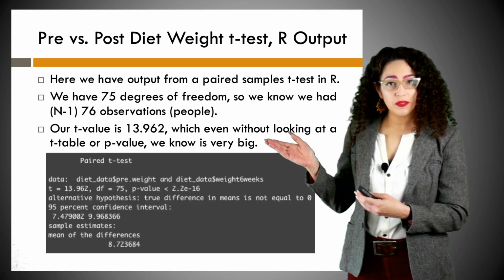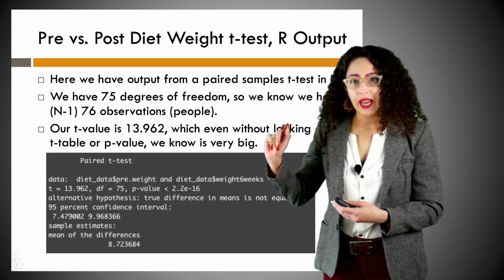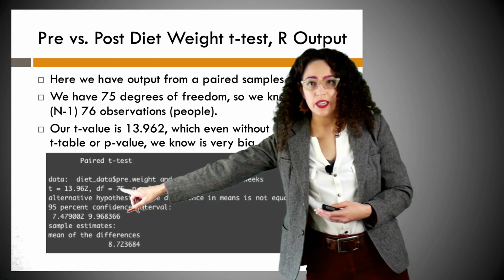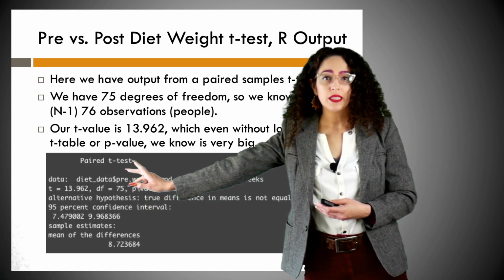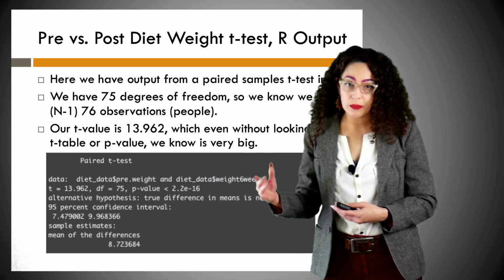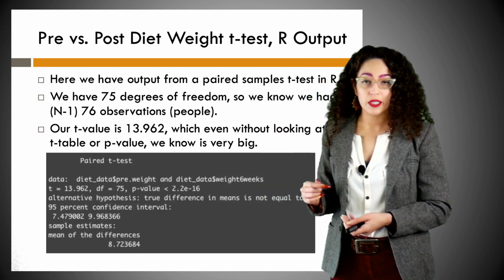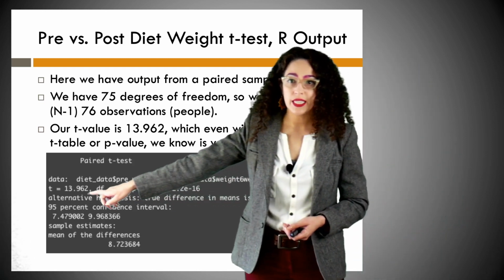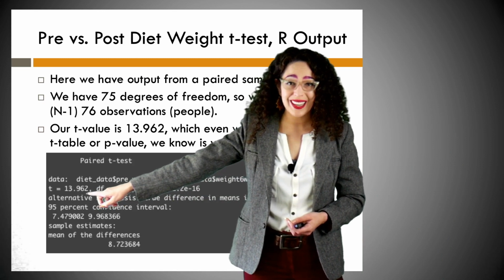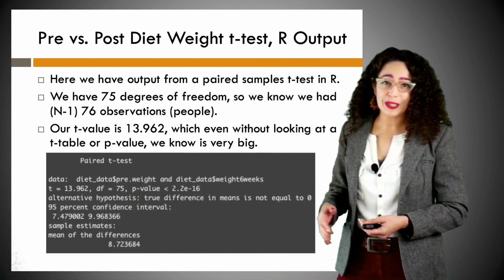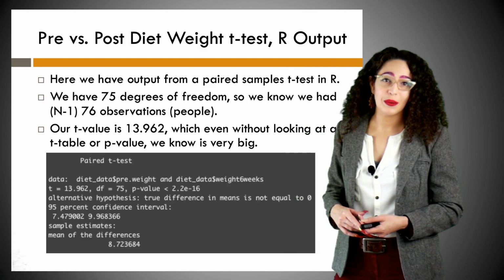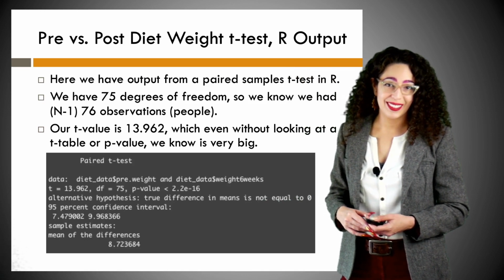So here is the output from our example. We have 75 degrees of freedom. So how many people were in the study? 76, because with dependent samples, we do n-1 for our degrees of freedom. We have a t-value here of 13.962. Without even looking at a t-table or at the p-value, that looks very significant.